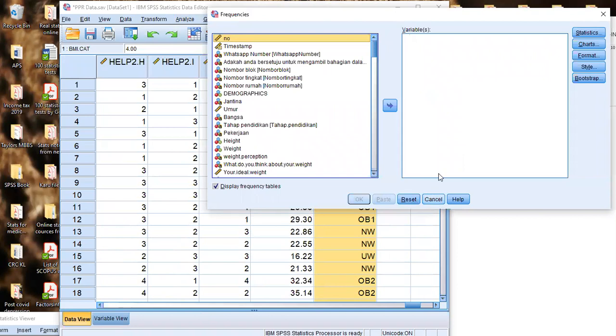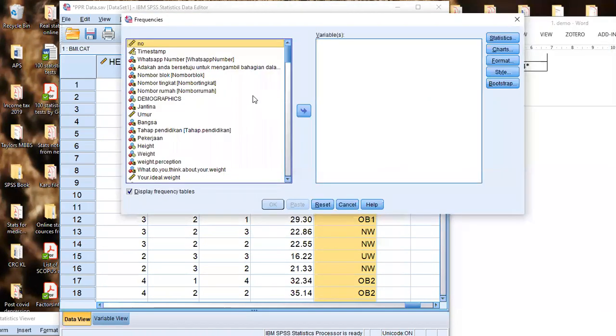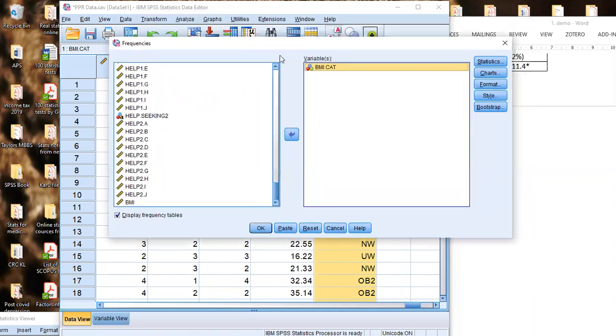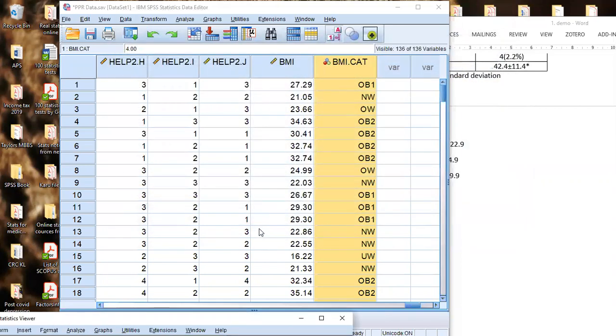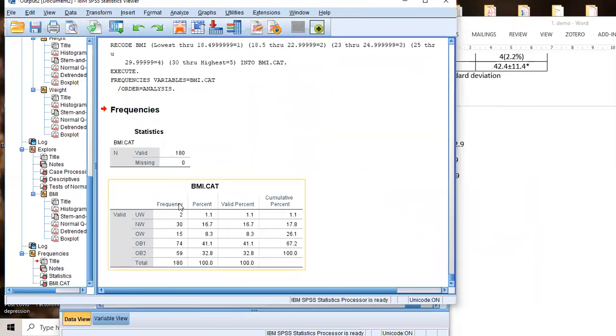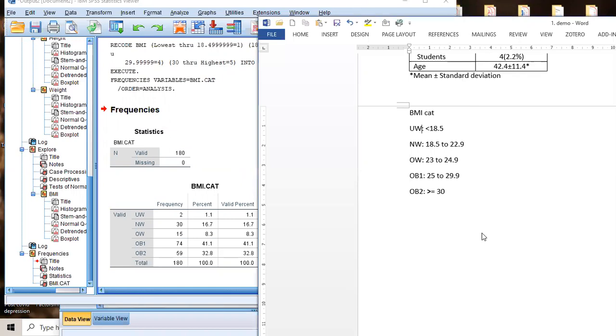reset. So bring the last variable we created, BMI category. That's all. We want to know the frequency table. Click OK. Look at the output. Okay, this is a distribution. Are you okay? Yes, Prof.